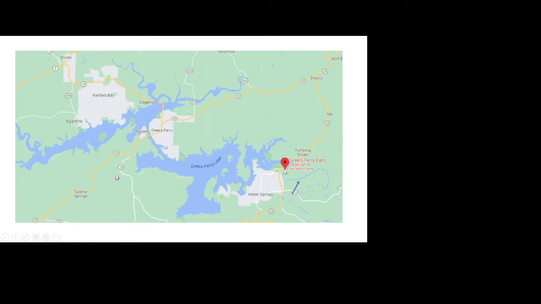You can look at the channel that's downstream of Greers Ferry Dam and see that it's much smaller than the upstream portion, the portion that's been impounded by the dam. So you can see a much greater area.